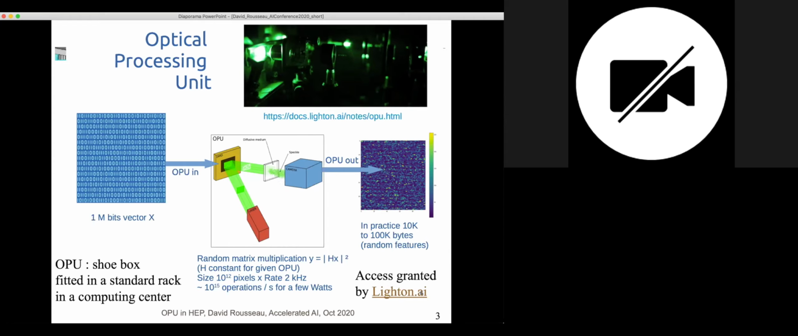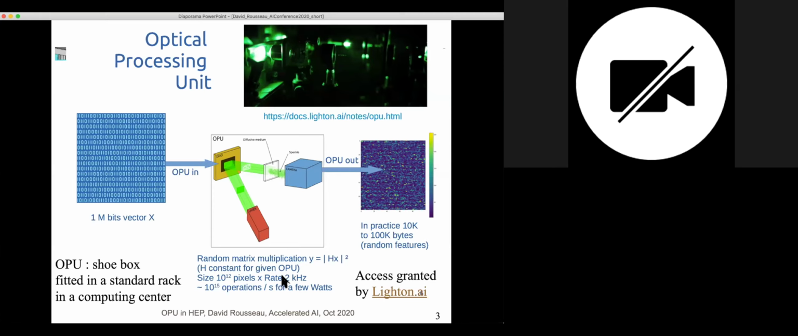What's going on in this diffusive medium is effectively a random matrix multiplication. This is a very large random matrix transform. You cannot tune it. It's completely fixed by the device, the physical analog computation. The rate is typically 2 kilohertz. You have 10 to the 15 operations per second for a few watts.